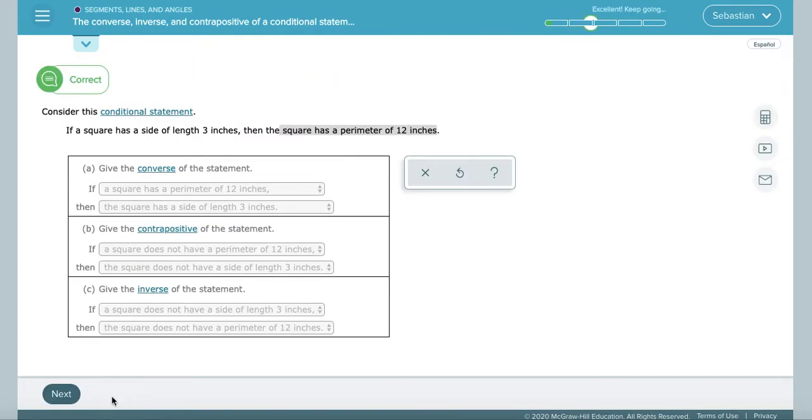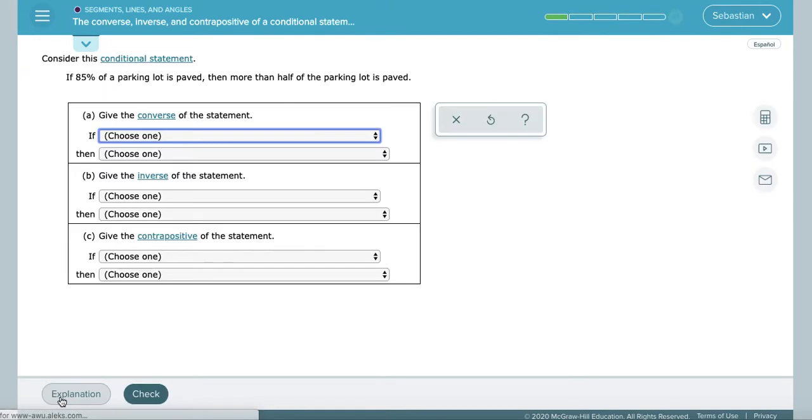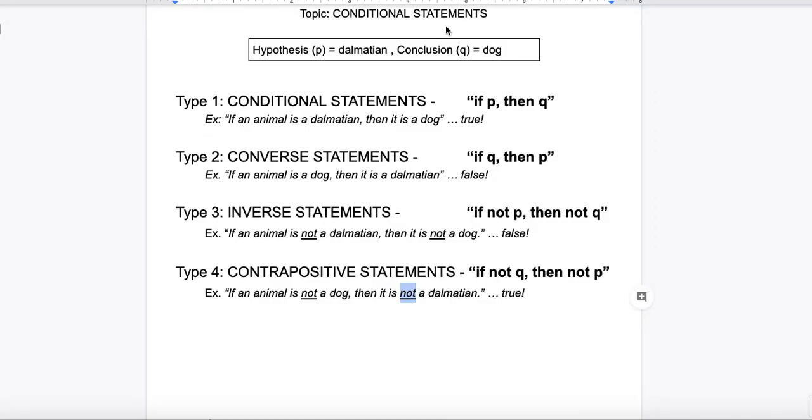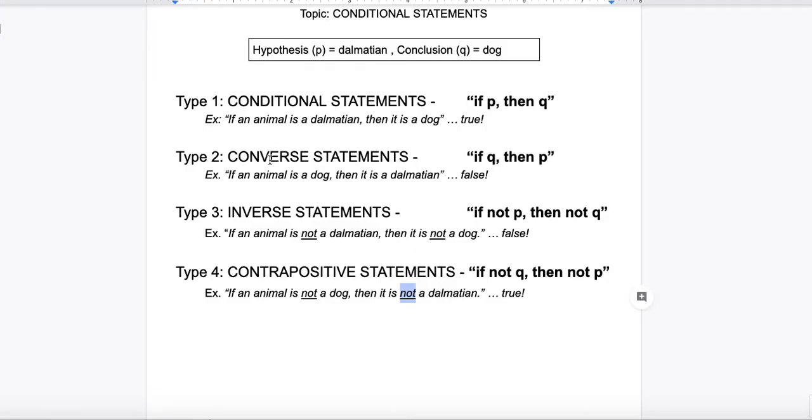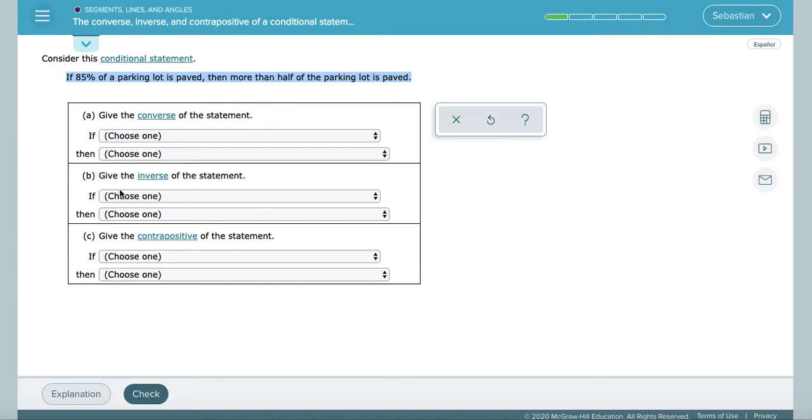Cross our fingers. Woohoo! I'll do one more with you, okay? So now the converse, going back to the page, is just the P and the Q switched. Let's look at our conditional statements. You're always going to be given one of these statements. And like I said a couple days ago, I really wish we were in person so I could do this with you because these riddles are kind of fun. If 85% of a parking lot is paved, then more than half of the parking lot is paved. Yeah, that's true. So the converse is simply switching the P and the Q.